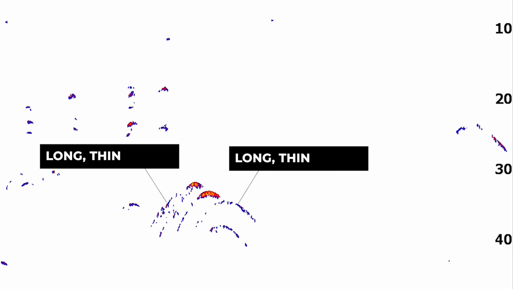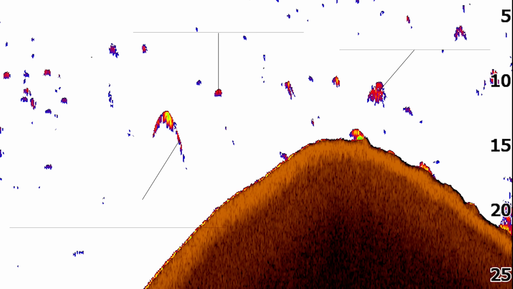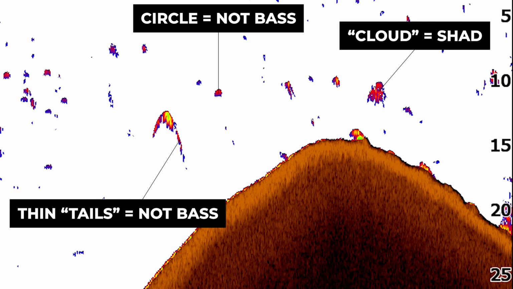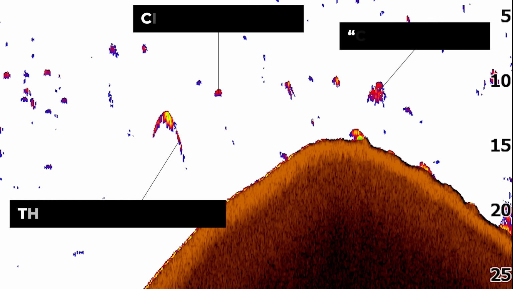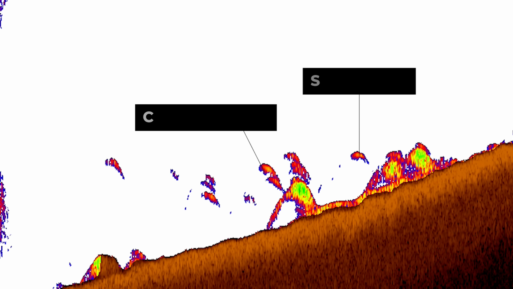In general, bass are not going to have very long arches that have long tails on both the right and left side. Instead, bass are going to have arches that are relatively solid and have some color in the middle, rather than having those long, thin tails on each side. In addition, the arches are going to have that distinct arch shape I'm showing on the screen. If you see a solid circle on the screen, most of the time that's going to be baitfish or some other type of panfish. Bass will have that distinctive arch shape. Again, they're not going to have those super long tails, but they're also not going to be just a solid circular blob on the screen.